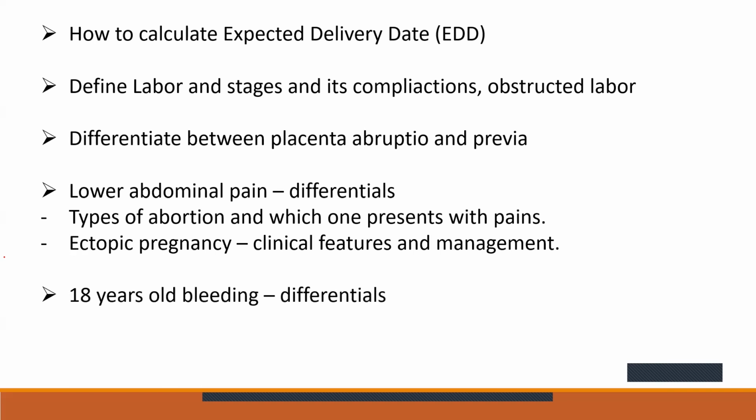Now, an 18-year-old girl is bleeding. What are your differentials? The question didn't tell us whether the person is pregnant or not. If the person is pregnant, definitely you can say an abortion or a miscarriage. It could be one of the differentials. But of course, you have to add to it. The question is very, very open. So please do note that.